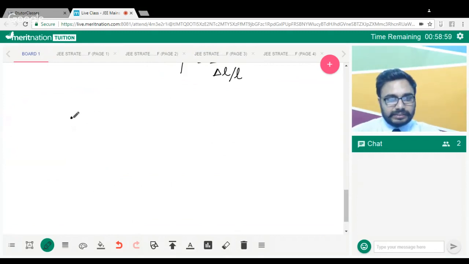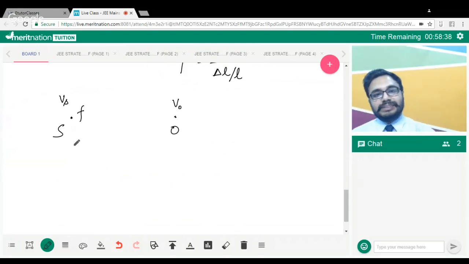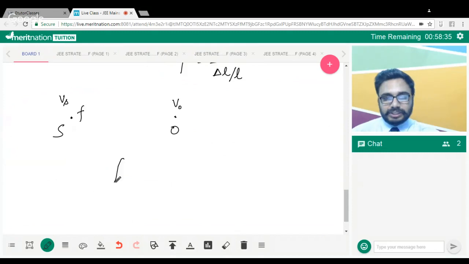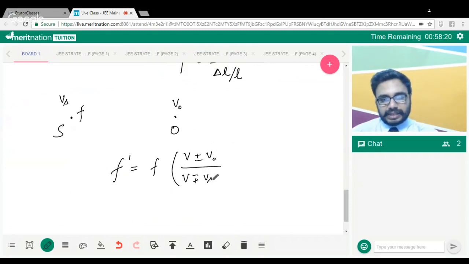Let's say this is the source and this is the observer. The velocity of the source is Vs and the velocity of the observer is Vo. And the source is emitting sound with frequency F. So these kinds of questions come up: what frequency is the observer observing? The frequency observed by the observer will be equal to, I'll just write down, (V plus or minus Vo) divided by (V minus or plus Vs). I'll tell you what it is. Where V is the velocity of sound in air.